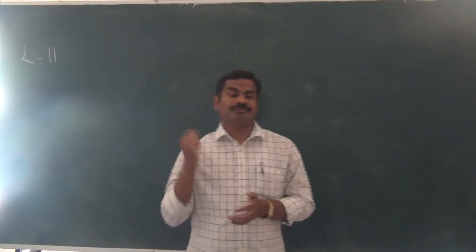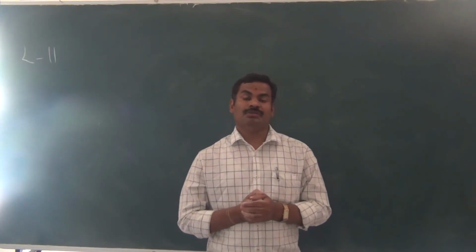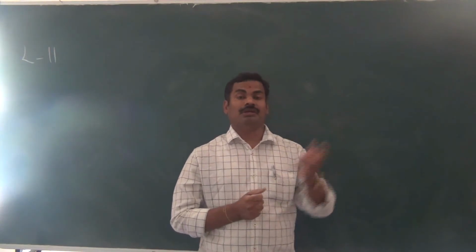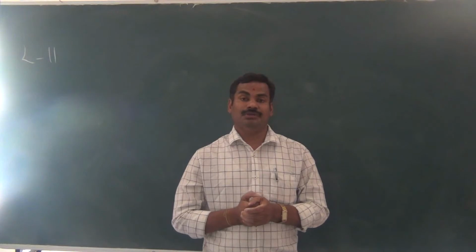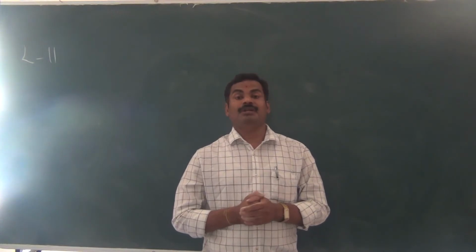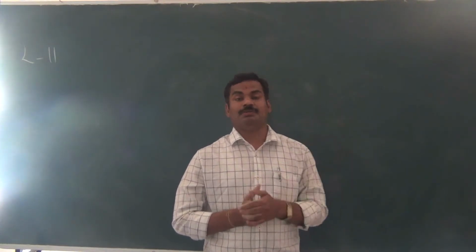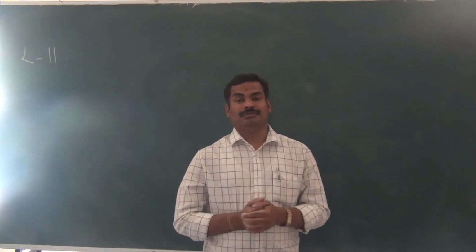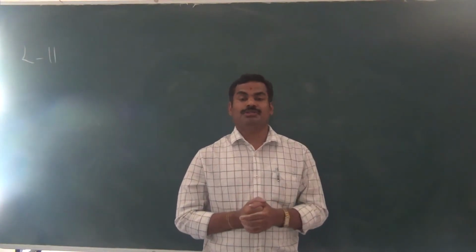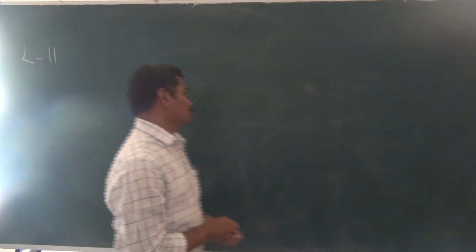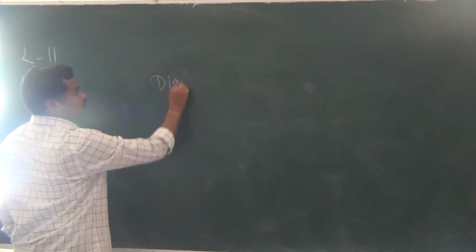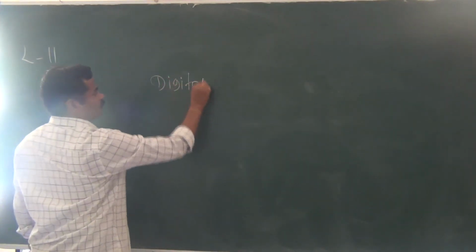Ideally, you are using gallium arsenide, or a semiconductor with an energy gap near about 1.5 electron volt. That type of semiconductor you are using to construct your solar cell. This is about the importance of the solar cell. Now we look at, lastly, digital electronics.